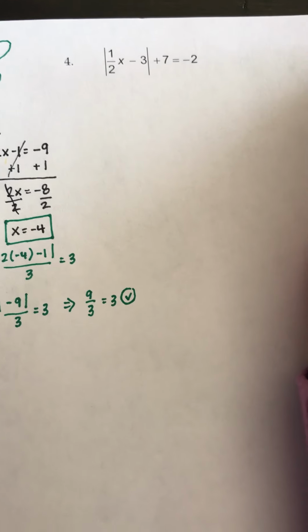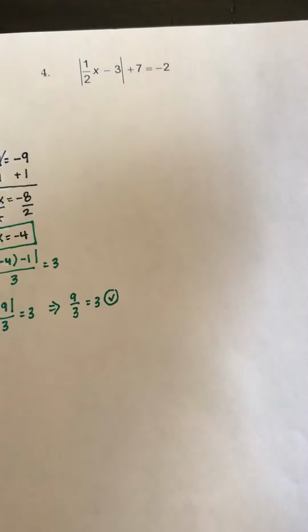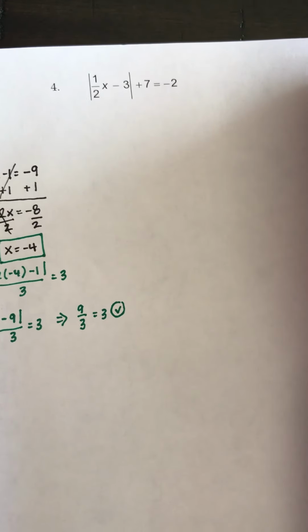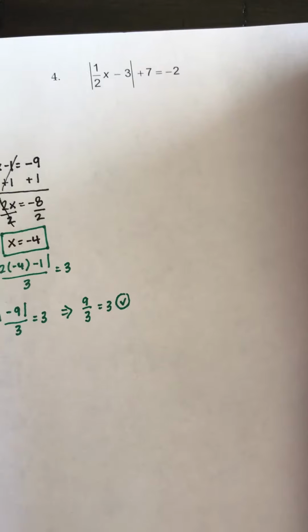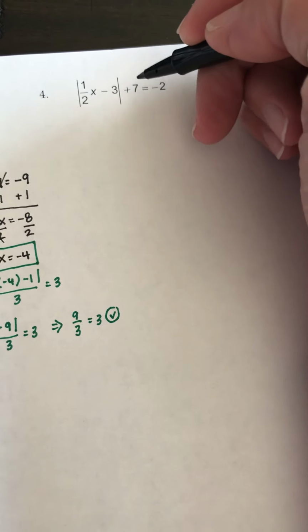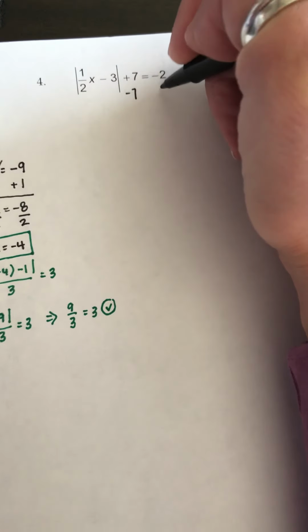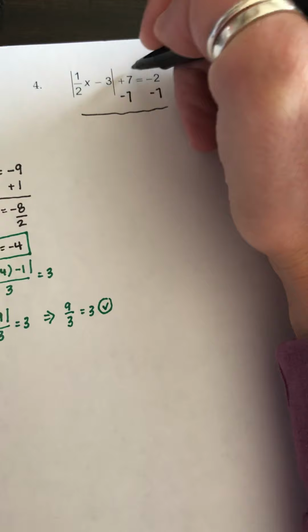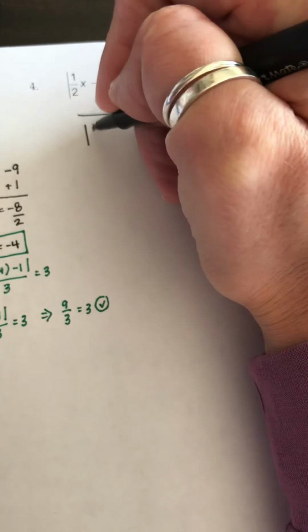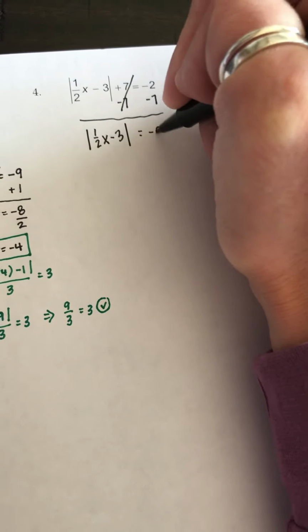So I'm going to finish up the examples that we didn't finish today in class. Like the rules that we were saying on the first side of the notes, we want to make sure that the absolute value bars are always by themselves on one side. So in example number 4, we're going to have to get rid of that 7. So I'm going to go ahead and subtract 7 from both sides. That's going to give me the absolute value of 1/2 x minus 3 is equal to -9.